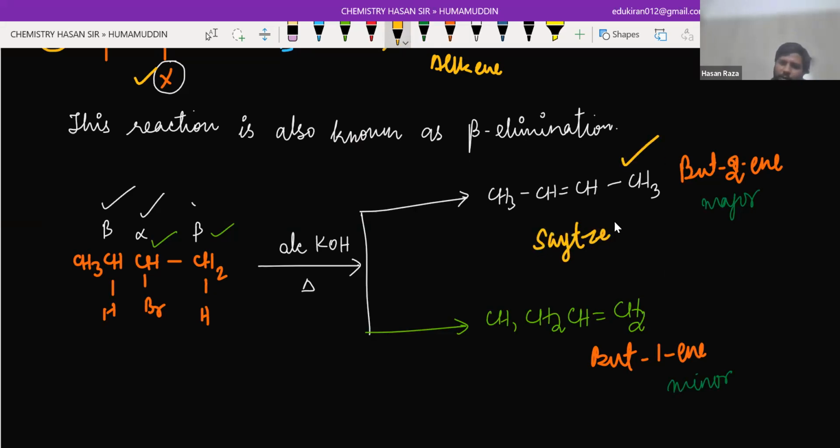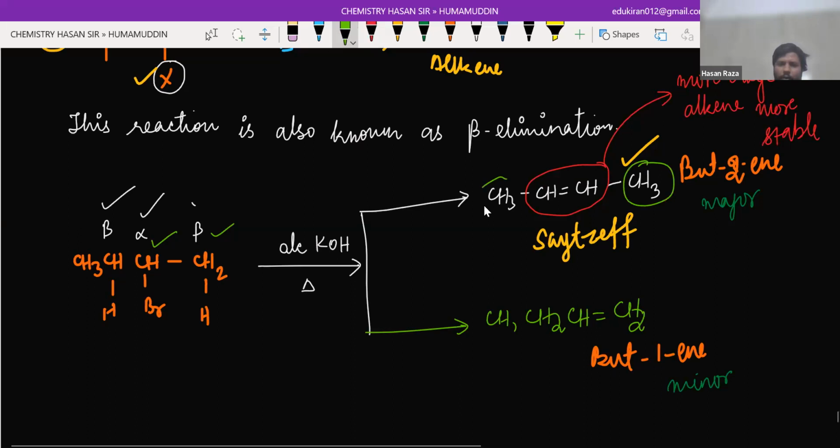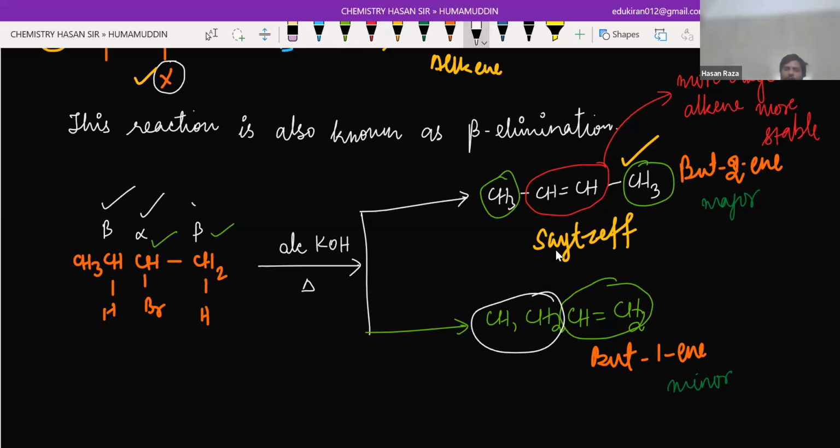What does this Saytzeff rule say? The more alkylated alkene is more stable. You can see this one has two alkyl groups, whereas this one has only one alkyl group. So in this way you can find the major product if you are not able to find it easily. Is that clear?